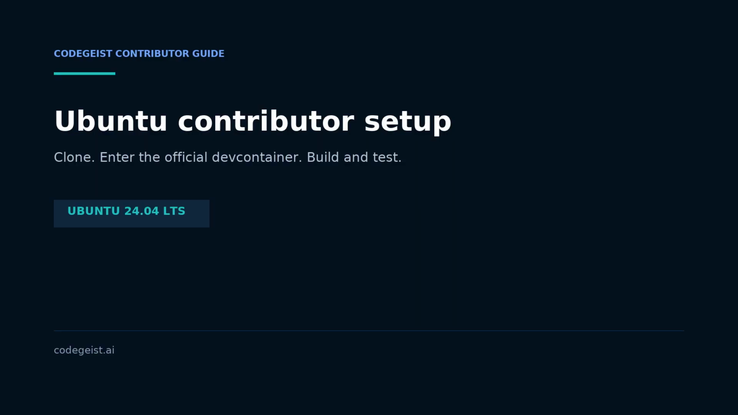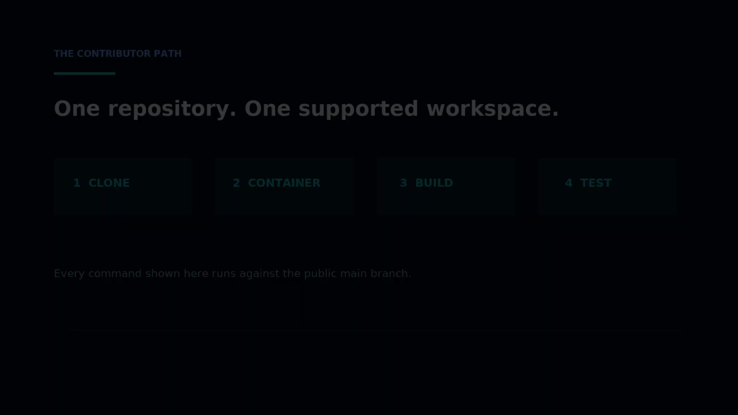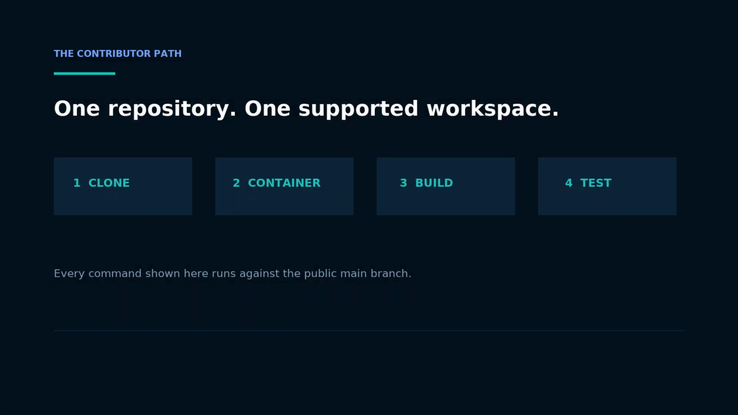In this tutorial, we will prepare a complete Codegeist contributor workspace on Ubuntu, then build the application and run its real test suite. The supported path has 4 parts. Clone the public repository with its submodules, open the checked-in Devcontainer, build through the project task file, and verify the result with the project tests.